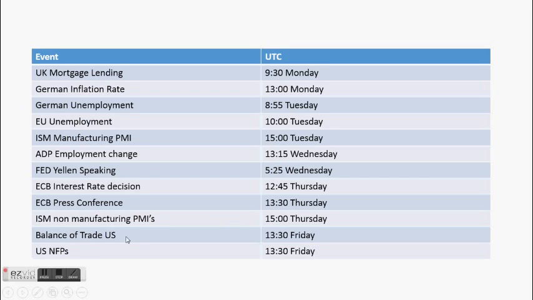ISM non-manufacturing Thursday, balance of trade. Once again, yeah, look here. US still not done with beating the data dump. These are coming out at the same time. We're getting both the balance of trade and the ISM. I don't think that usually happens. Maybe I just never noticed it. But I don't think that usually happens. I thought they were always separate. I don't know, but maybe they're getting a bit competitive. So yeah, 1:30 on Friday. So yeah, that's what we've got to do.